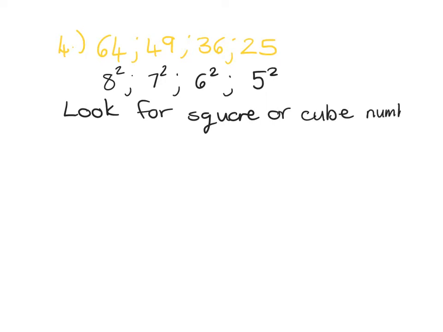Not just the square ones, but also the cube ones. So sometimes your pattern doesn't want to form a constant difference. It doesn't want to form a constant ratio. It might be a square or a cube number pattern. And then you must keep an eye open for that.